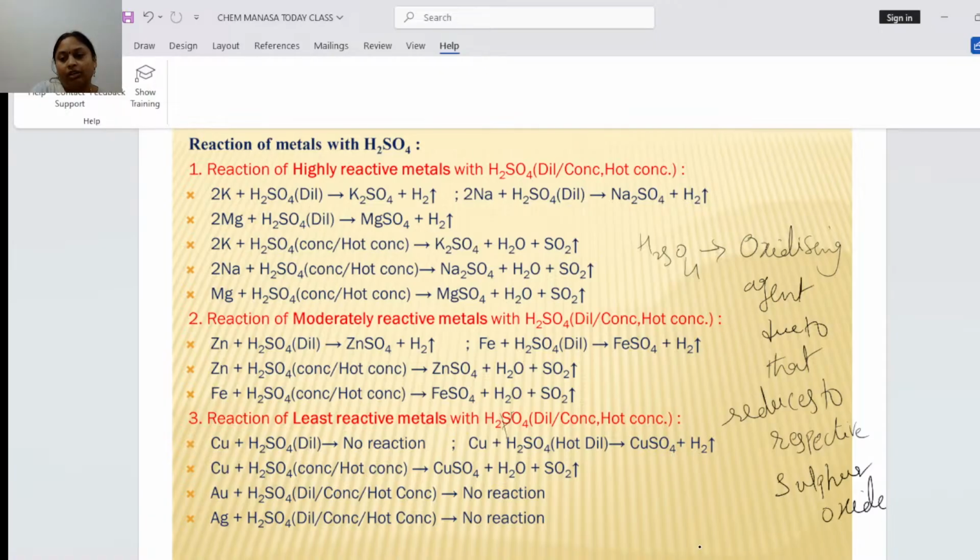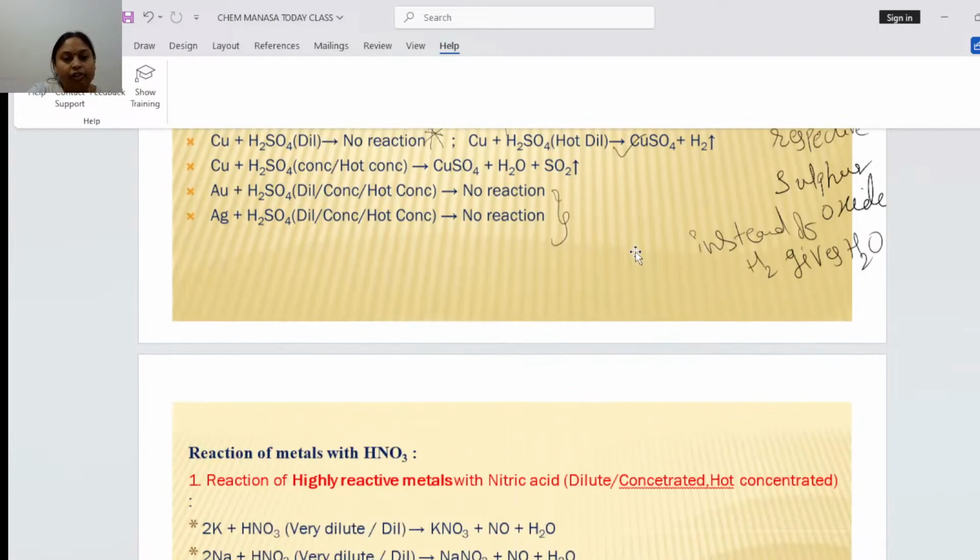And instead of hydrogen, it gives a water molecule. So as usual, a common product. In case of dilute condition, no reaction. In hot dilute condition, we are getting sulfur dioxide and water. When it comes to silver and gold, no reaction takes place. So now we will go for the next slide.